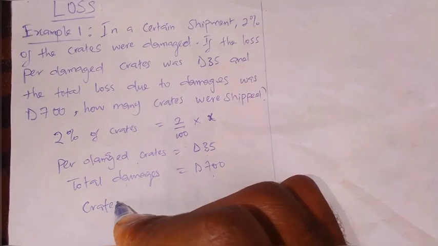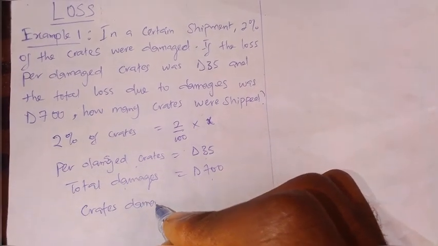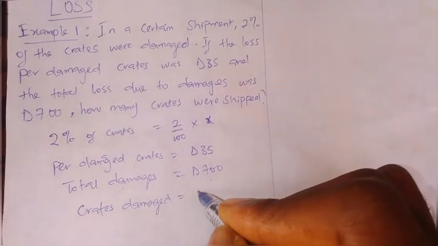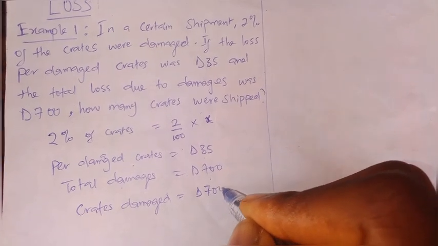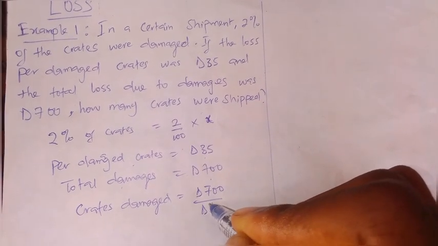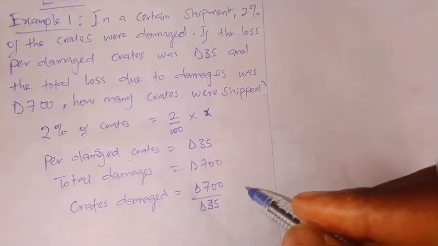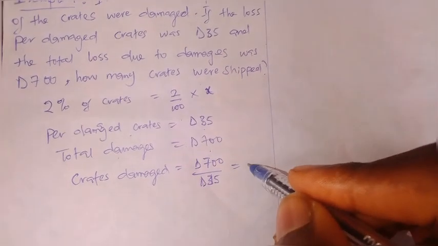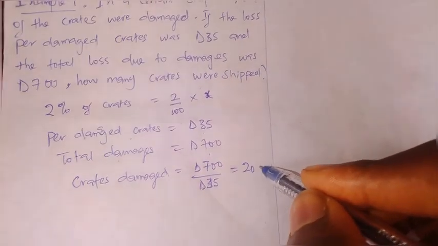Crates damaged becomes what? The total over per damaged crate. So that's D700 over D35, which leaves me with what? 20 crates.